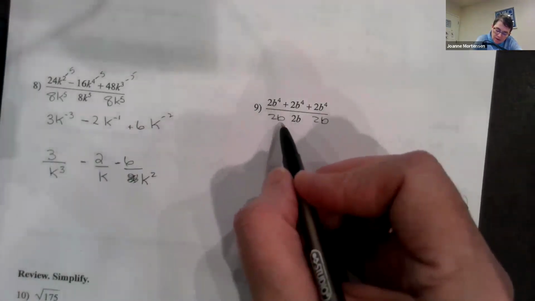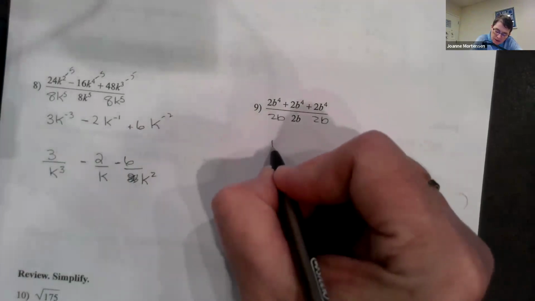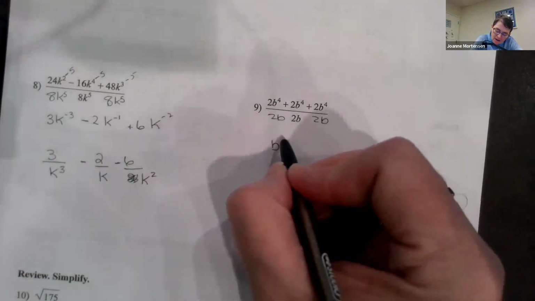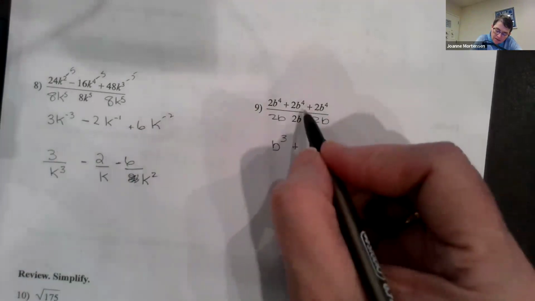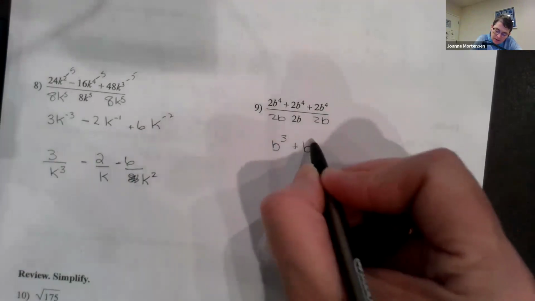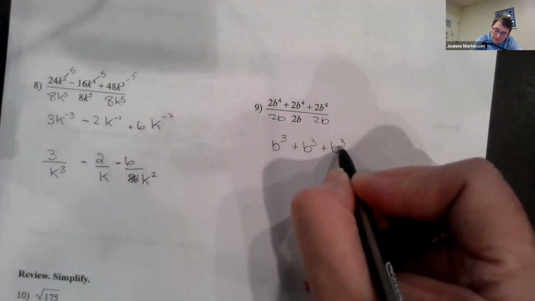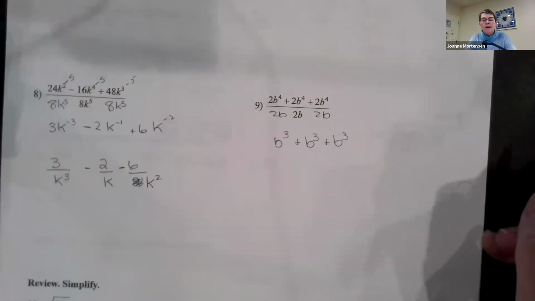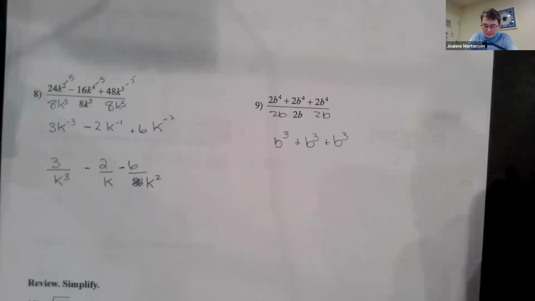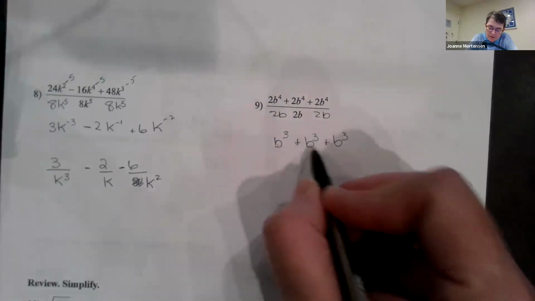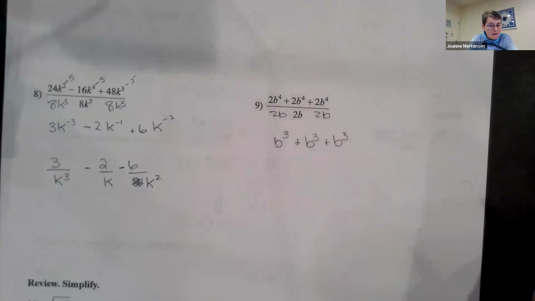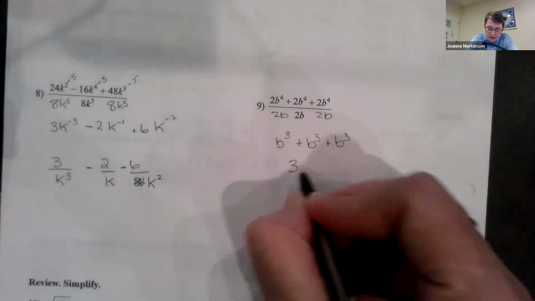2b to the 4th divided by 2b. So it's going to give me b cubed. Okay, well, I'll finish it. So b cubed and a b cubed and a b cubed does not give me b to the 9th. I'm not multiplying. It gives me 3 b cubed.